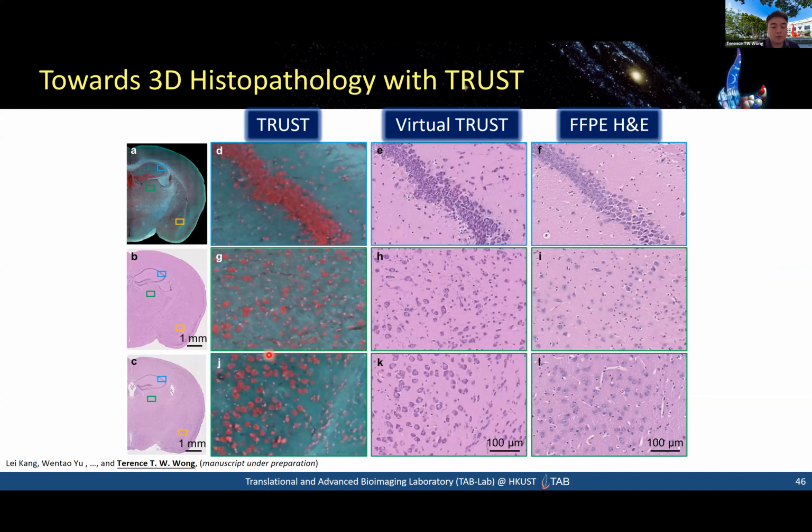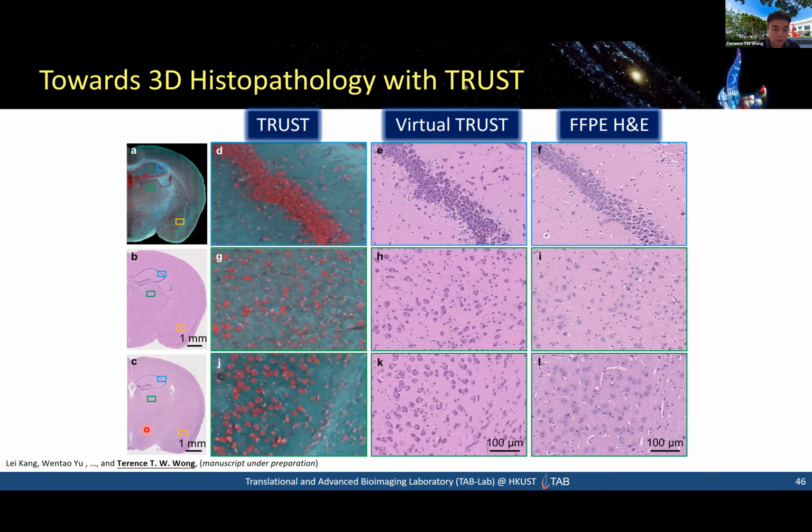So the left column here is the TRUST image. The middle column here is the virtual TRUST. That means it's virtually stained by CycleGAN, the network. And the rightmost is the FFPE H&E. Again, we remember the sectioning, right? So we indeed collect the tissue that is sliced, shaved off.